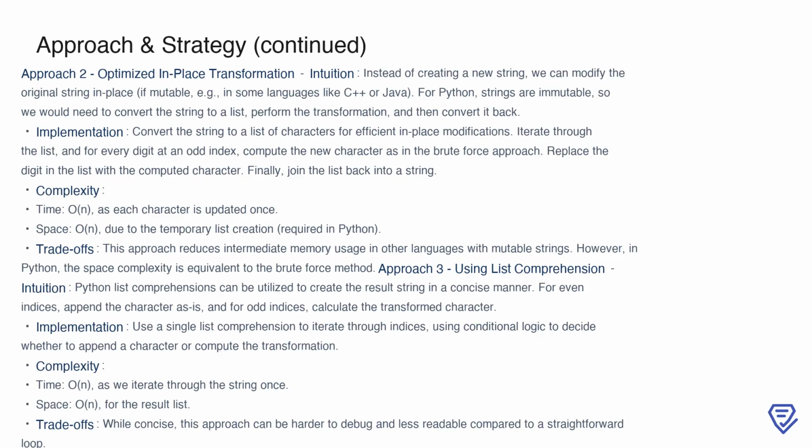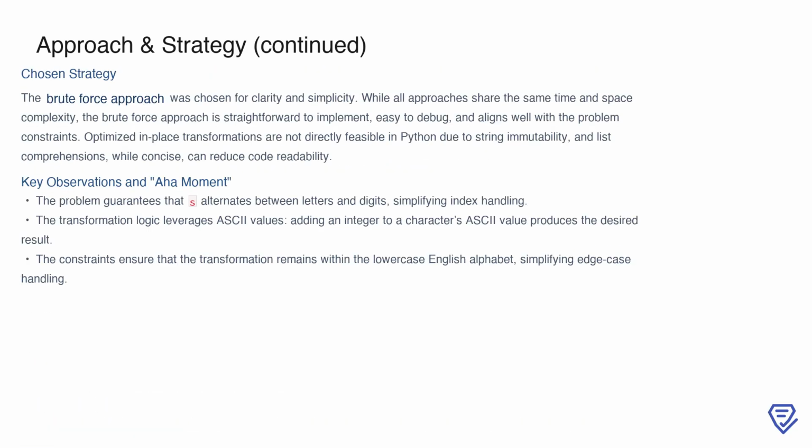Additionally, we explored using list comprehensions to make the code more concise. Here, we iterate through indices, appending the original character for even indices and computing the transformed character for odd indices. This approach also has O(n) time and space complexity but can be less readable and harder to debug compared to a traditional loop. For this problem, we ultimately chose the brute force approach due to its clarity and simplicity.